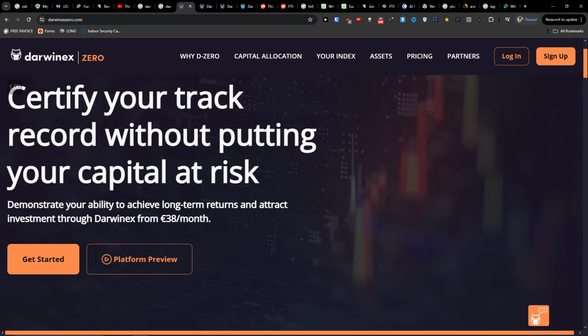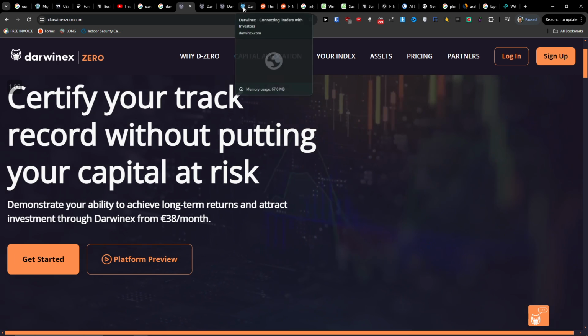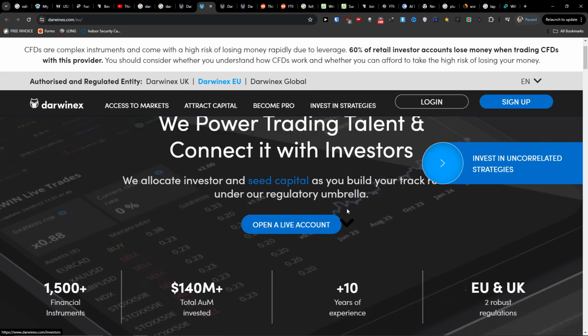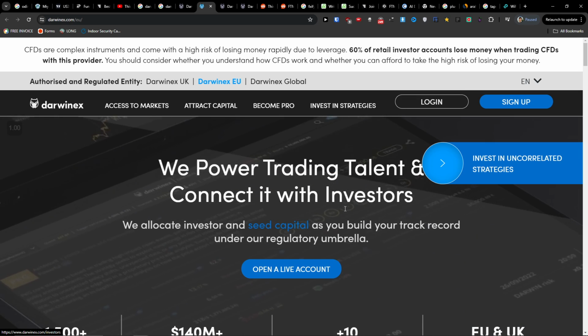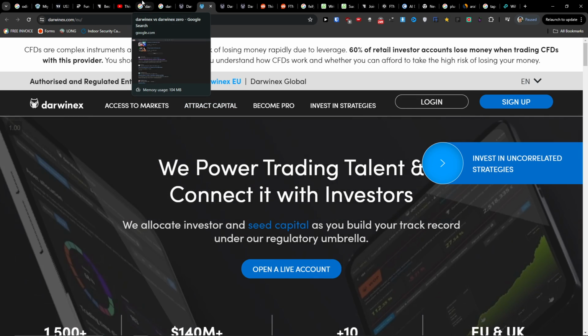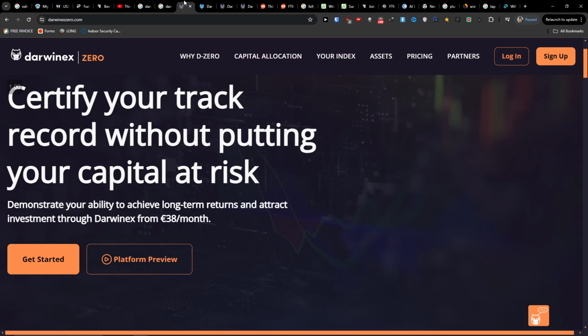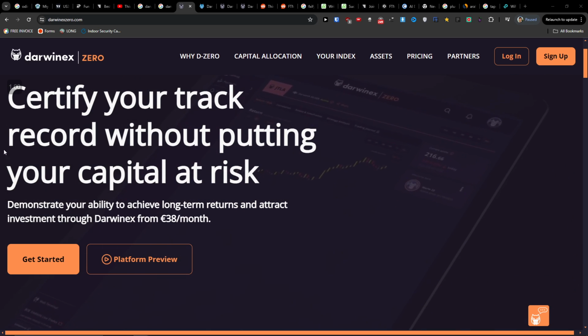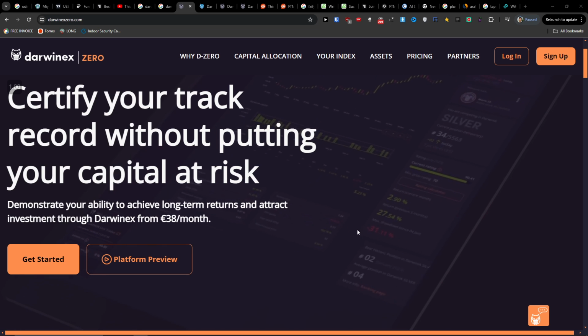Hey there, in this quick video I'm going to compare the Darwinex Zero with the Darwinex and what the differences are that you need to know. So the Zero takes the best of the experience of their developed trading ecosystem, removing the hurdles and avoiding the risk of trading with your own capital.